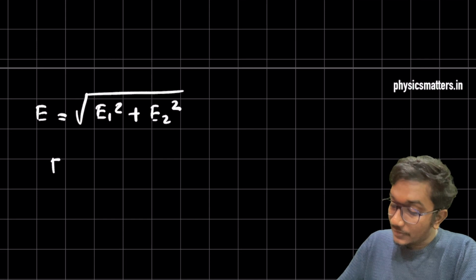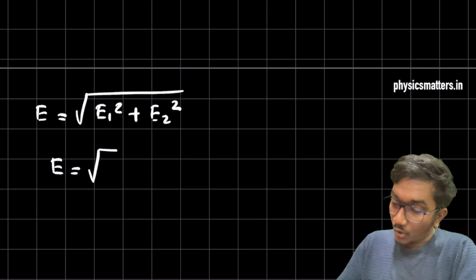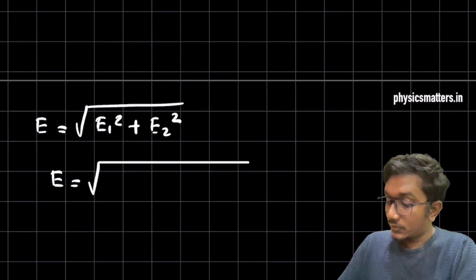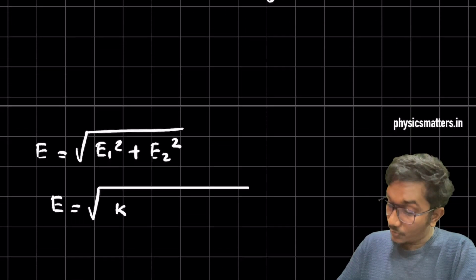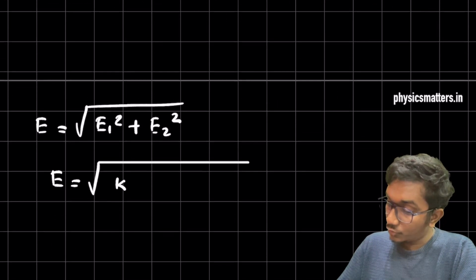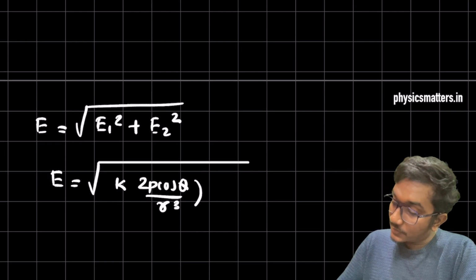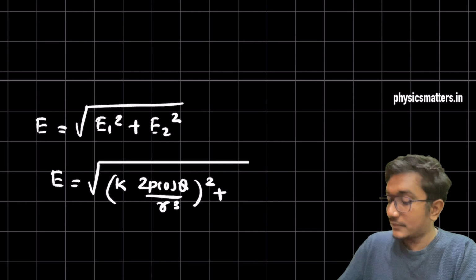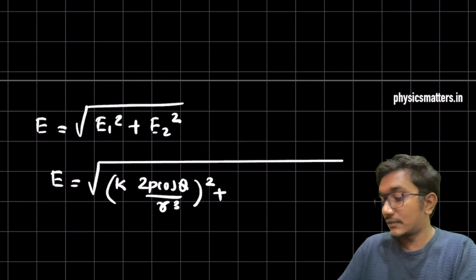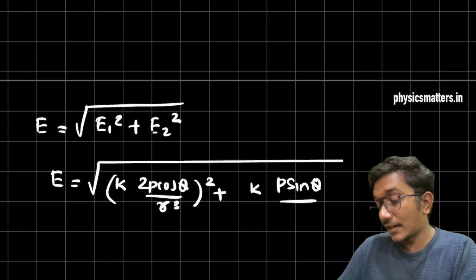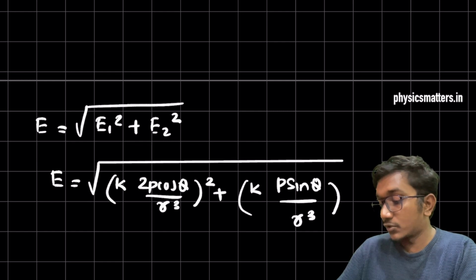So how much is E? E is equal to root of, how much is E1? E1 is given already there. So I would consider K into 2p cos theta divided by R cube the whole square plus K into P sin theta divided by R cube the whole square.